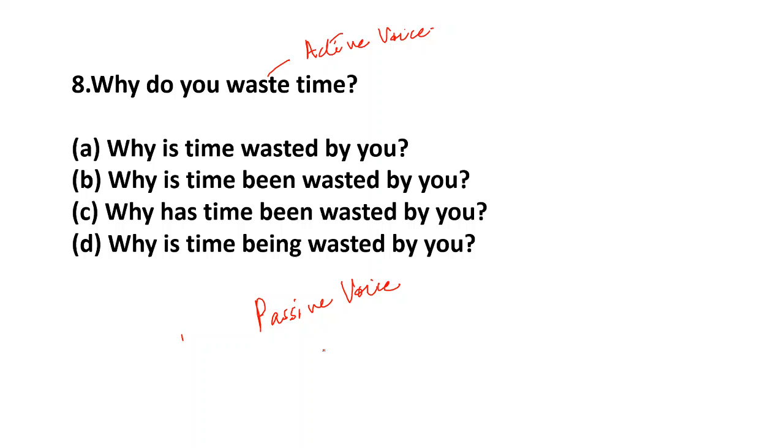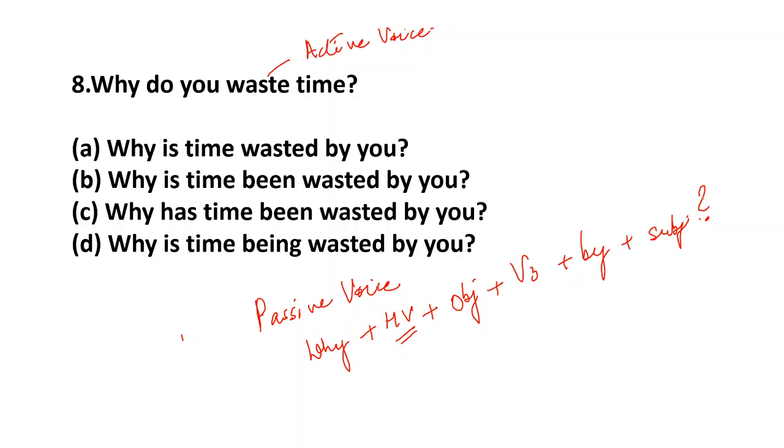In the passive voice, the why will remain the same. Why, what, where, when, plus helping verb, plus object comes after that, plus V3 comes after that, after this by, and then the subject. This is the interrogative sentence, and of course there will be the question mark.